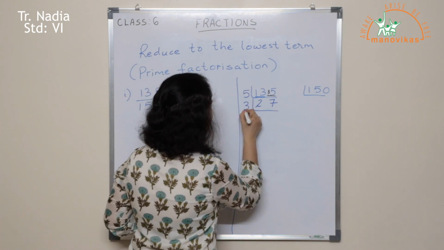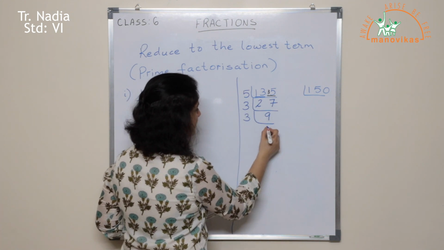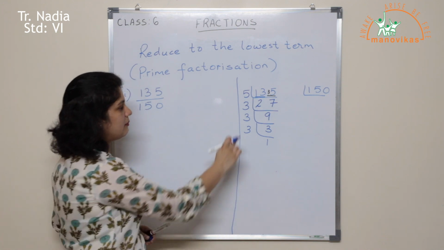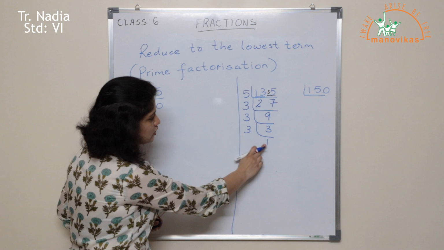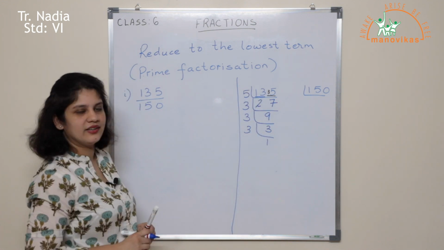So 3 9s are 27. 9 again I can make use of the 3 table. 3 3s are 9. 3 1s are 3. Please remember children, make use of only prime numbers here. So I have reached 1. This factorization is complete. Let's go to 150.